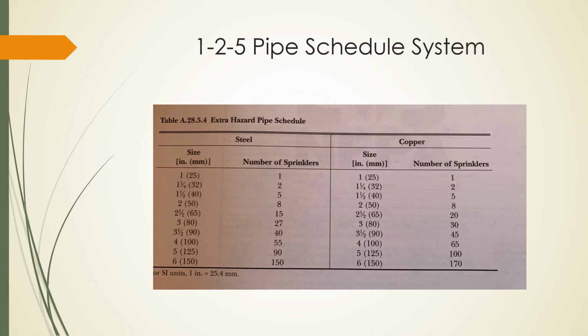In this particular example, we will be looking at a 125 pipe schedule system. It's called an extra hazard pipe schedule system. This table A 2854 is from the annex of NFPA 13, 2022 edition. And as we said, it's one sprinkler being fed by an inch, 2 by inch and a quarter, and 5 sprinklers are being fed by inch and a half pipe.